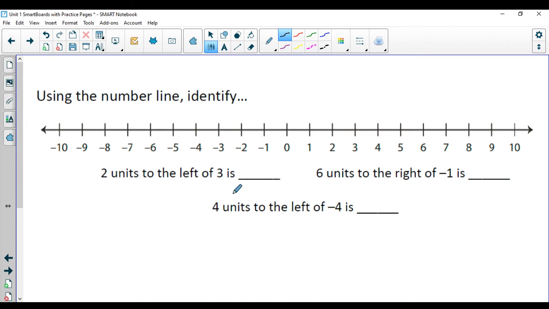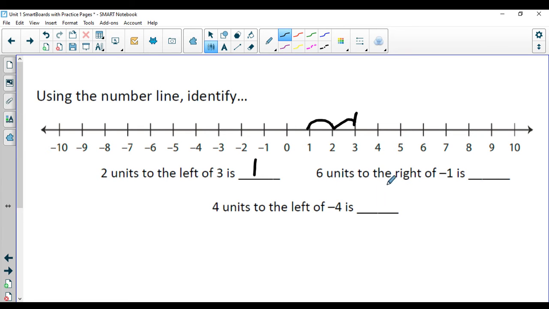Using the number line, identify. So we're going to talk about moving to the left and to the right because that's going to get us set up for our next couple lessons here. So if we start 2 units to the left of 3, so if I actually start here at 3 and I go 2 units to the left, that's going to move me over to the number 1.